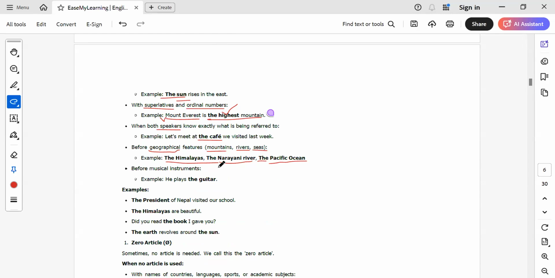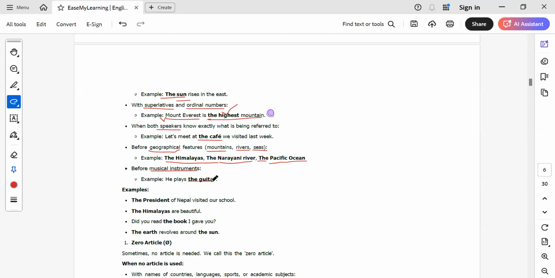When we are referring to a general object, or we are introducing an object for the first time to other people, we use the word a or an, depending on the vowel or consonant sound. A last use case of the is before musical instruments. So this is slightly peculiar. That's why we'll cover this in a little more detail.